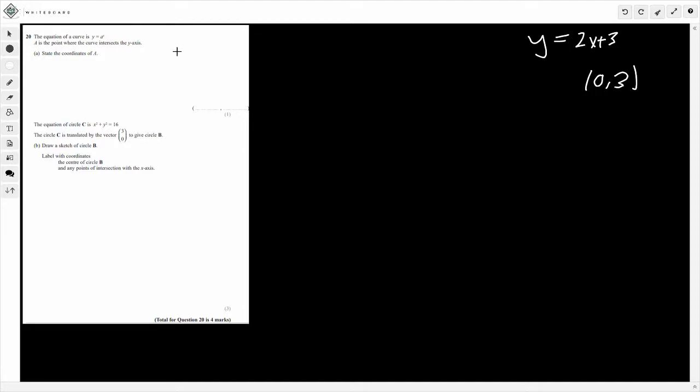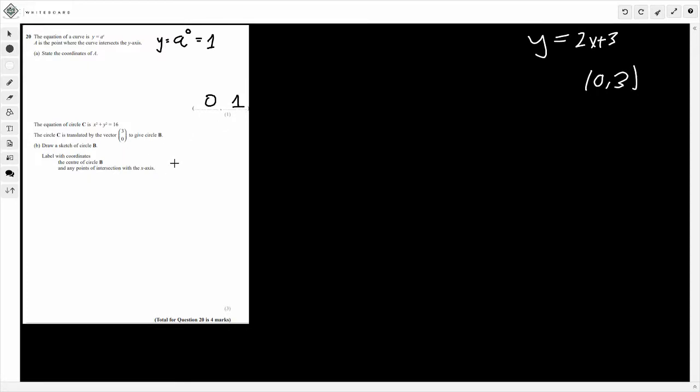Do the same here. So if I do it in black, y is equal to a to the x. If I put 0 in here, y is equal to a to the 0. Well, what's anything to the 0? Anything to the power of 0 is 1. So my y coordinate is just 1. So that's going to be 0, 1. And that's the first part done.